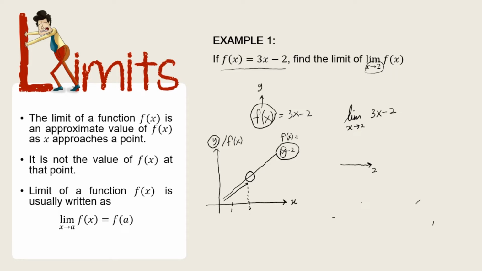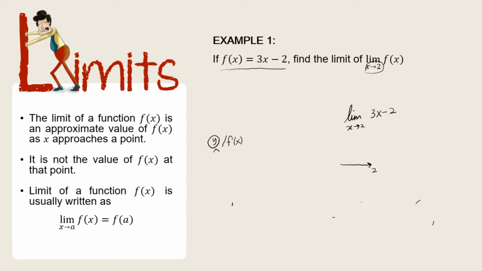So limit of a function f(x) is usually written as limit of the function f(x) when x approaching a. What we need to do is we just need to substitute the value of x here with what is the value of a that we want to find. So in our case, we want to find what is the value of limit for the function 3x minus 2 when the value of x is approaching 2. So how to find the limit of f(x) when x approaching 2?